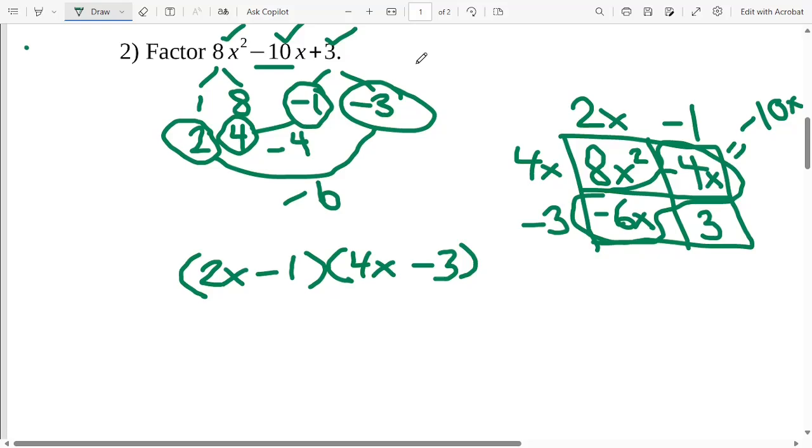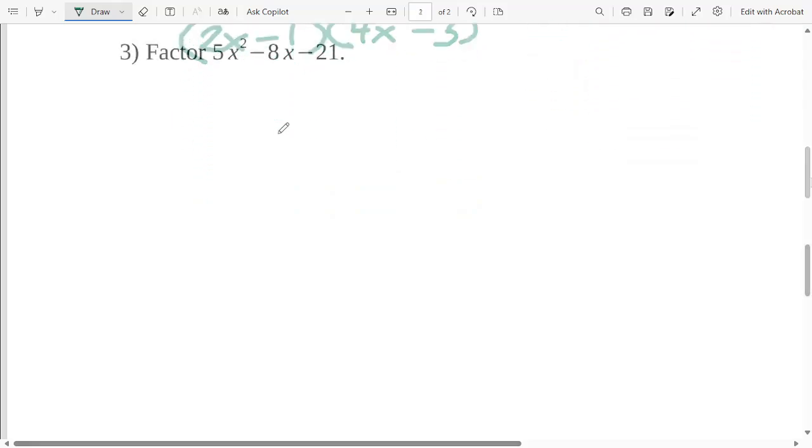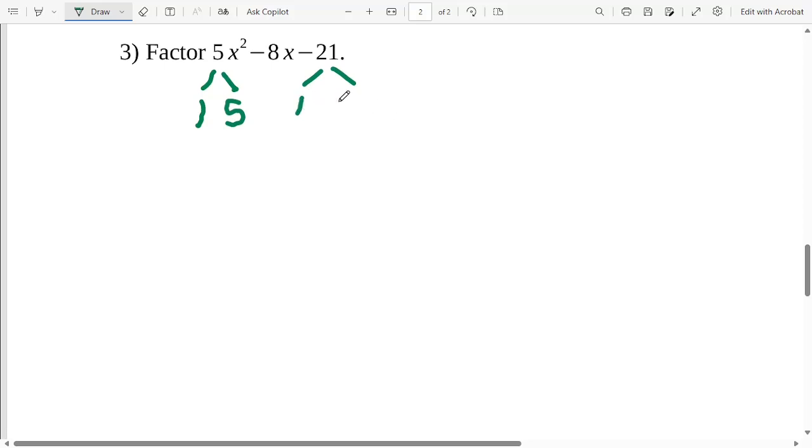Okay, let's try another one. All right, this one we're going to factor 5x squared minus 8x minus 21. So I'm going to list the positive factors of 5, so 1 and 5. I'm going to list the factors of -21, so 1 times -21, -1 times 21, 3 times -7, and -3 times +7. Now, if I multiply 5 times -21, that's -105.